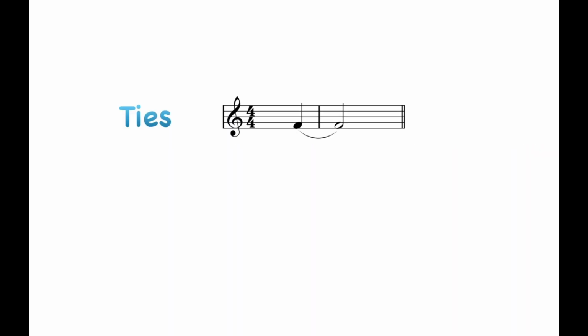Okay, so just to be clear, a tie will always be between 2 of the same note. So this tie is between an F and an F. But if I was to take that second F and move it up to a G, this can no longer be a tie, which means this would be a slur, which means the composer wants you to play it legato.